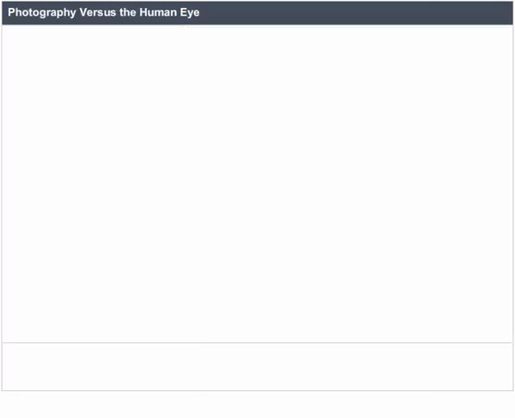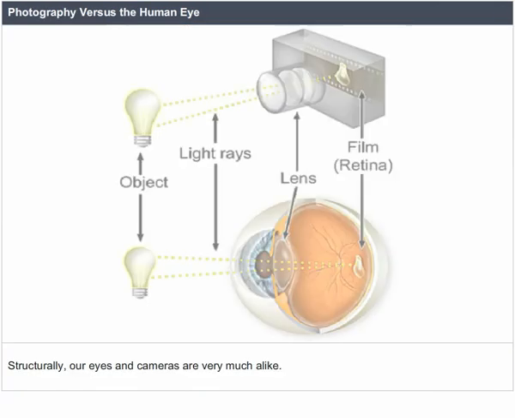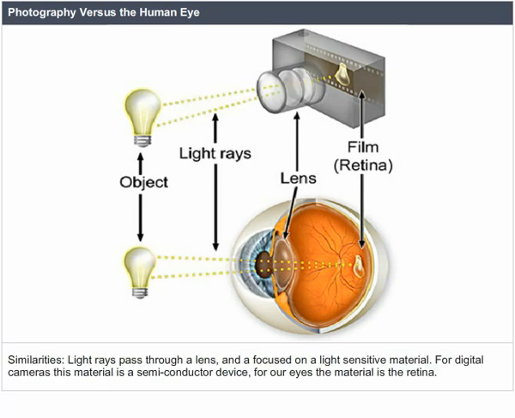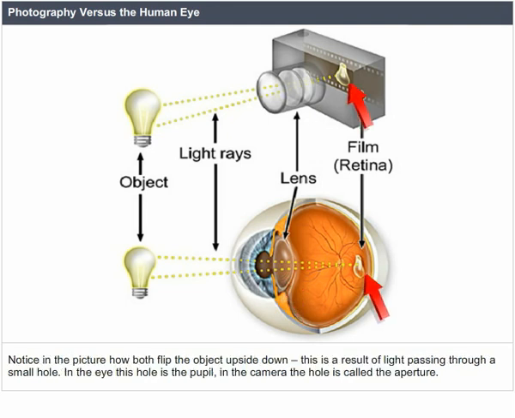Photography versus the human eye. Structurally, our eyes and cameras are very much alike. Similarities: light rays pass through a lens and are focused on a light-sensitive material. For digital cameras, this material is a semiconductor device. For our eyes, the material is a retina. Notice in the picture how both flip the object upside down. This is a result of light passing through a small hole.